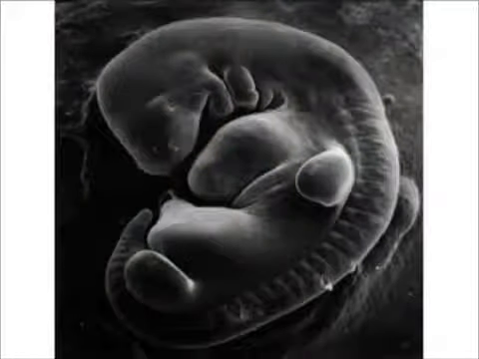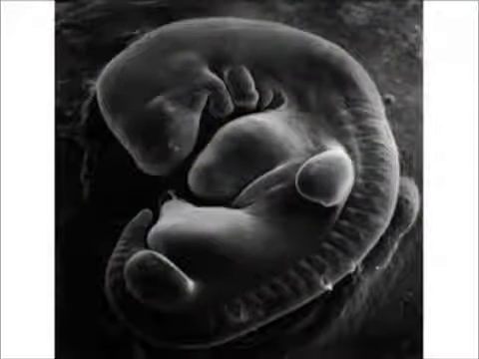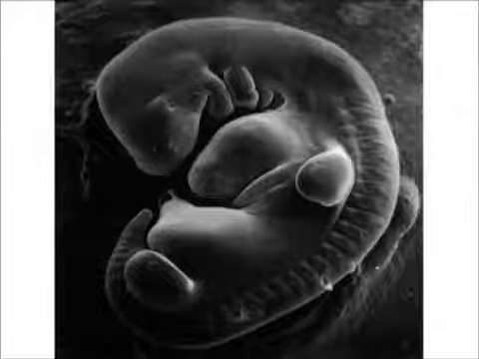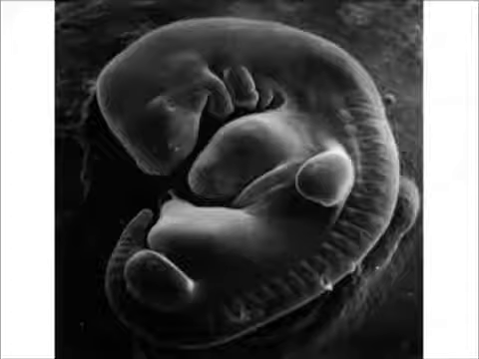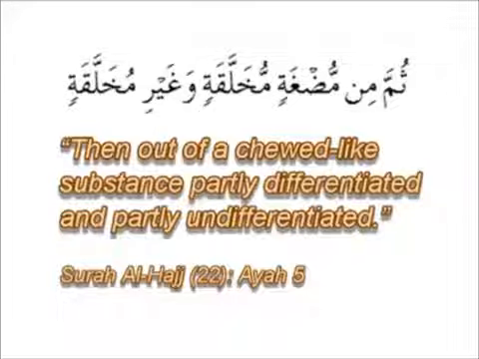Now, this is a later stage of Mudgha. You can see the tail that we all had at that stage, and this little flipper-like structure is what's going to be your upper limb. And so this is the Mudgha stage. The next slide. Then out of the chewed-like substance, partly differentiated and partly undifferentiated.